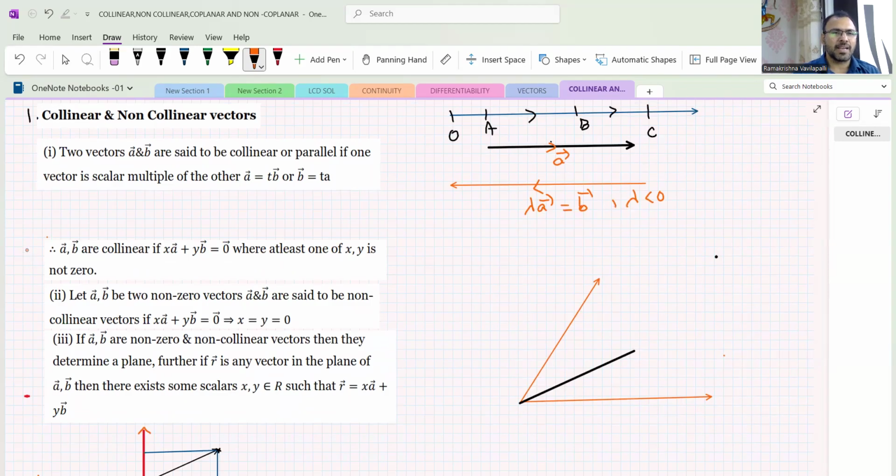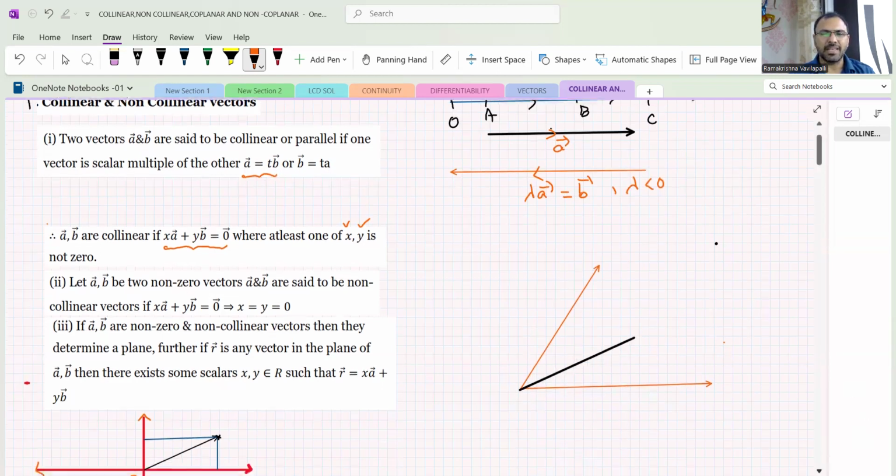There is another condition: if we write two vectors as x a bar plus y b bar equal to 0 bar, then at least one of x and y must be not equal to 0. Then only we can write a bar equal to t b bar or b bar equal to t a bar.